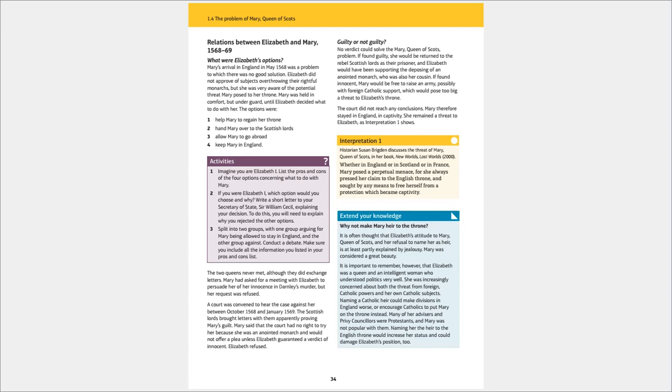What I want you to do now is read the information in your lesson notes booklet about why Mary poses such a problem to Elizabeth, especially after she arrives in England. And I want you to jot down some key points in relation to that question. So you're going to pause now and have a go at that task.